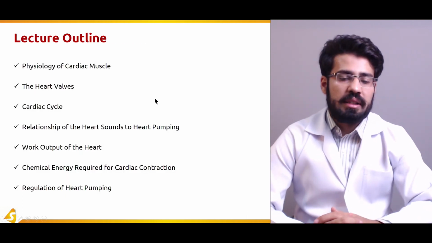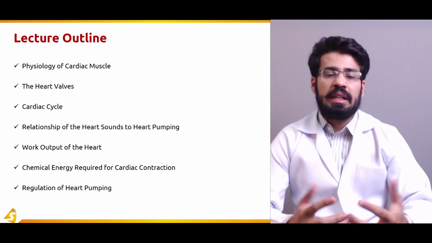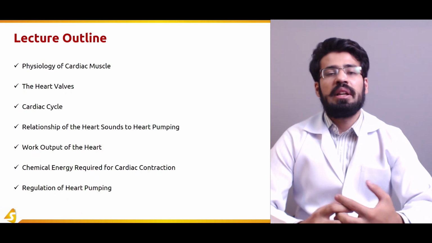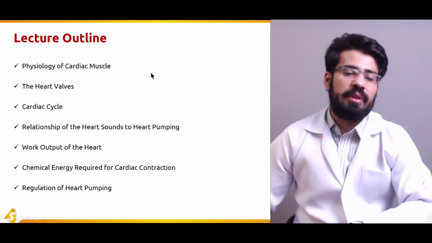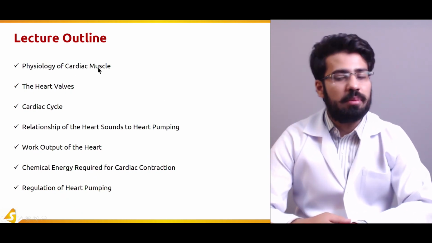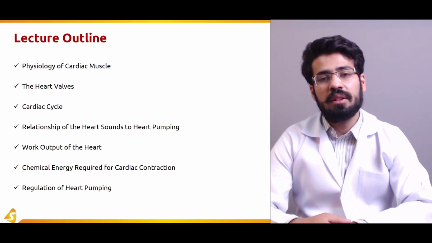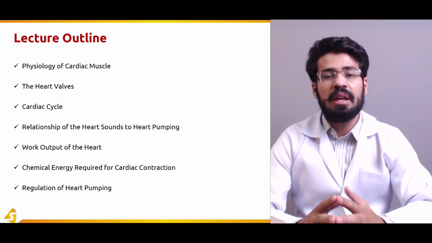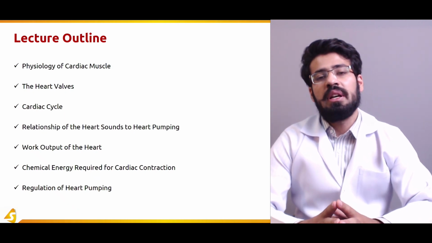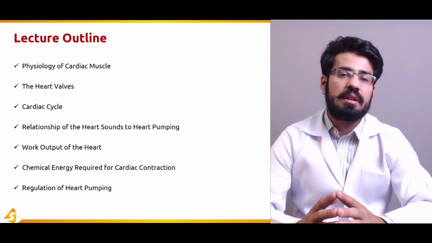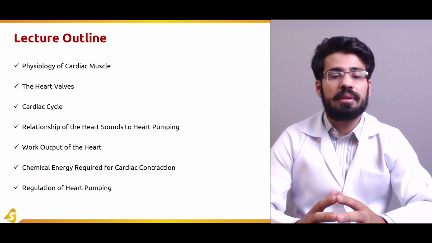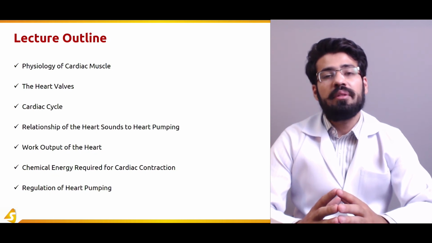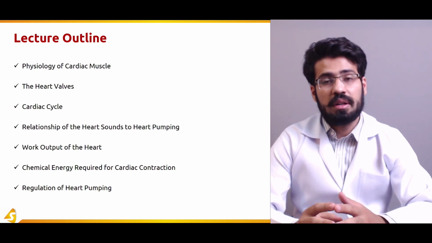Now let's go through what we have discussed in this lecture. The summary: we have discussed the physiology of the cardiac muscles. It includes three types of muscles: atrial, ventricular, and the conductive fibers. We have discussed the functions of them. We have discussed the Purkinje fibers, the heart valves, the sinoatrial node, and the bundle of His.